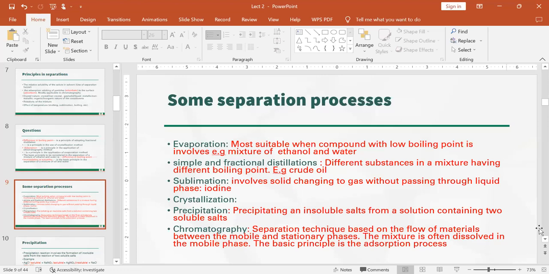The basic principle is adsorption. Adsorption is different from absorption. Sugar absorbs water. When you put sugar in water, it absorbs, but it will not be dissolved. So that means it's a different process.